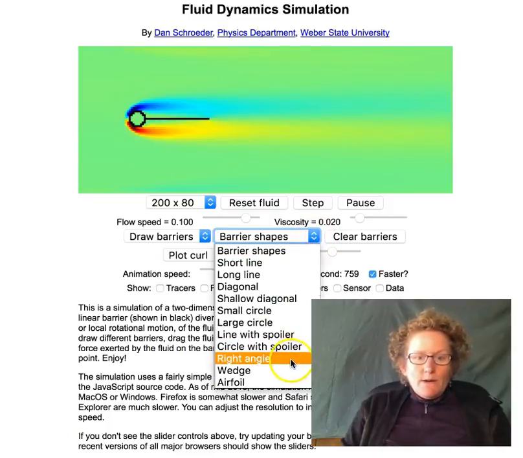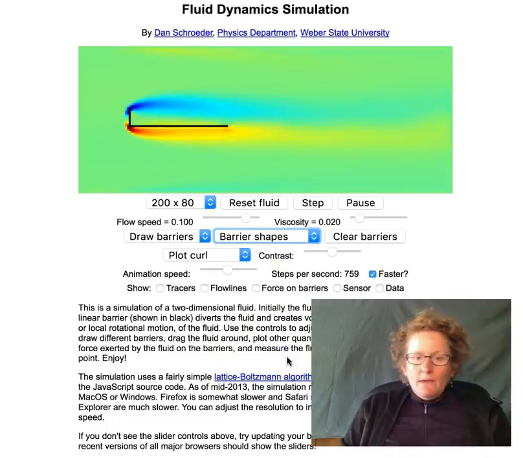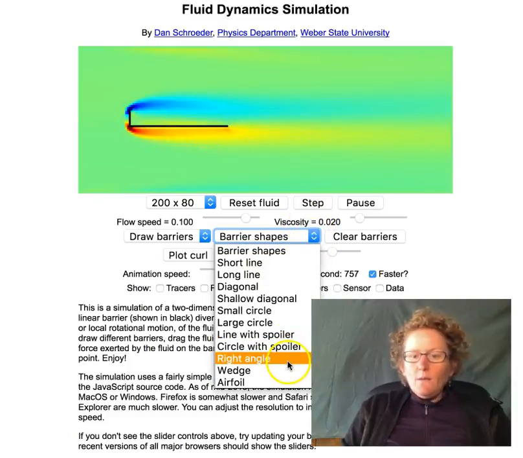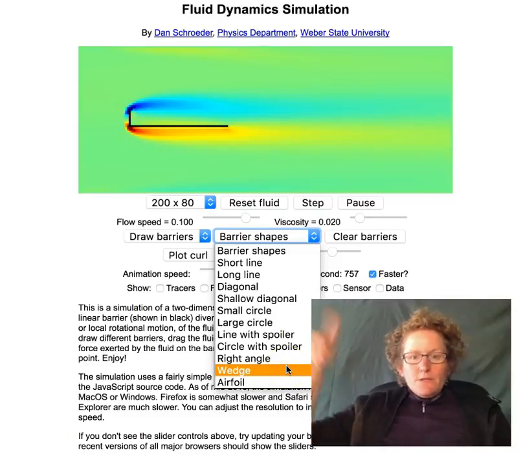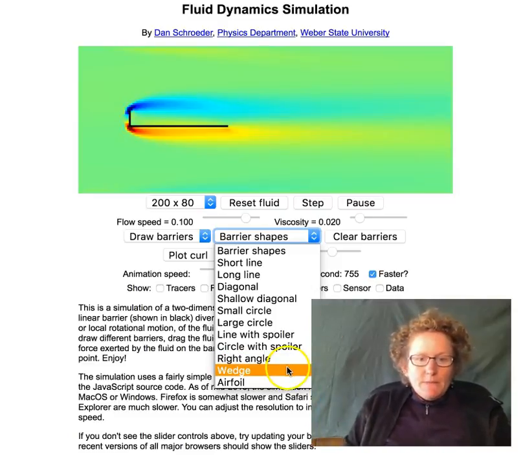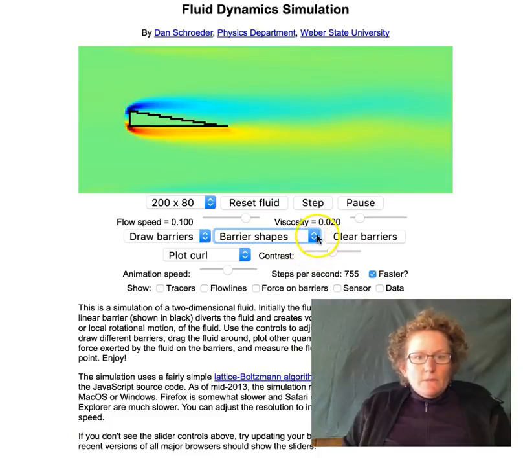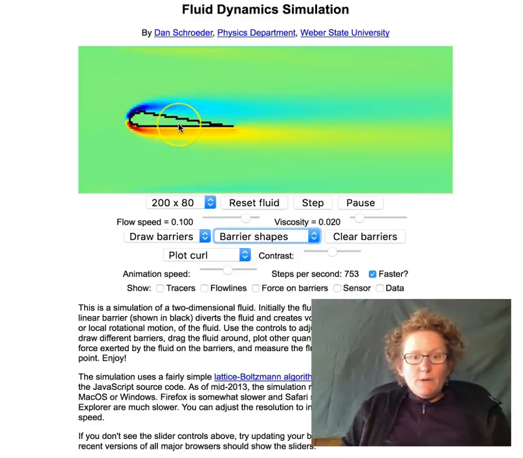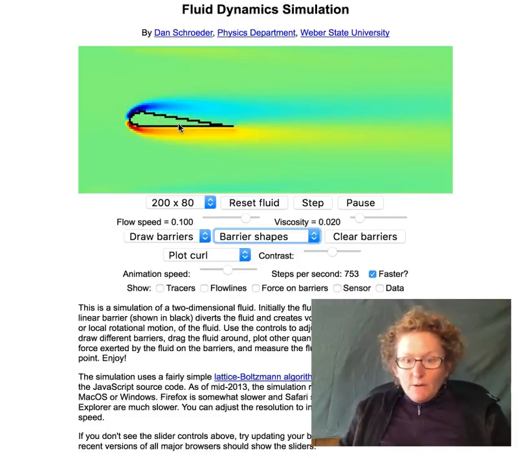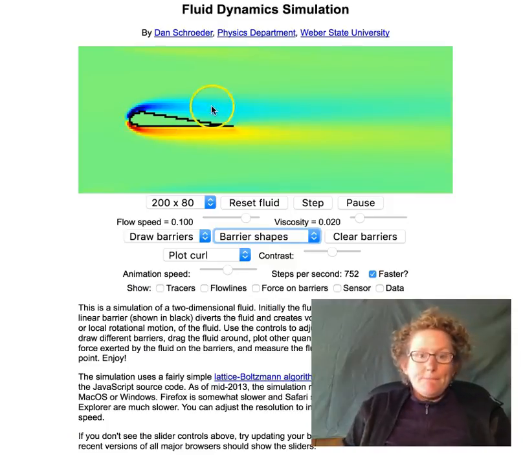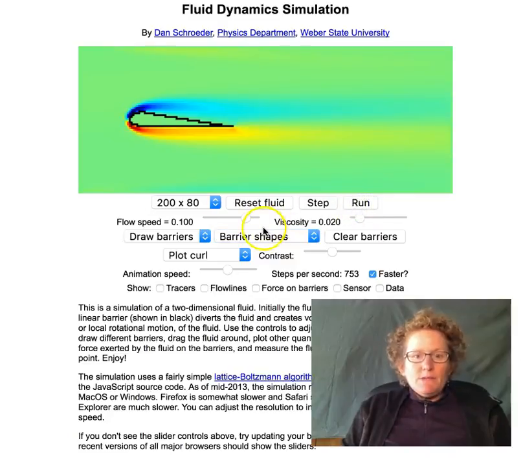How about a right angle? Not too bad. As long as you put this spoiler on here, it calms down the turbulence behind the object. Do a wedge. That looks pretty good. An airfoil, like an airplane wing. This is a cross section of an airplane wing. That seems to be working pretty well. An airplane should be pretty aerodynamic because they fly through the air. That makes sense. Okay, let's hit pause and play with some of the other buttons.